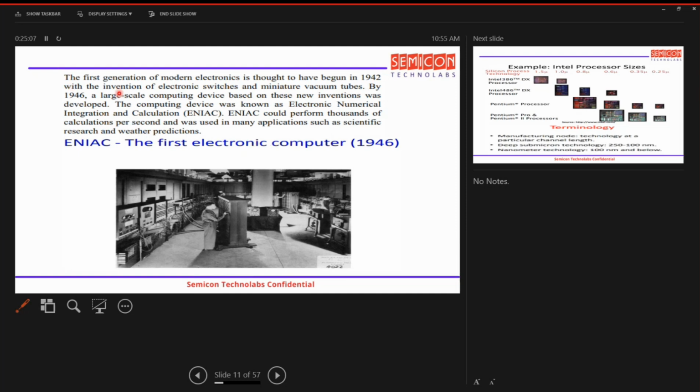The first generation of modern electronics is thought to have begun in 1942 with the invention of electronic switches and miniature vacuum tubes. By 1946, a large-scale computing device based on these new inventions was developed. The computing device was known as Electronic Numerical Integrator and Computer. This is the full form of ENIAC. ENIAC could perform thousands of calculations per second and was used in many applications such as scientific research and weather predictions. This is how the industry evolved.